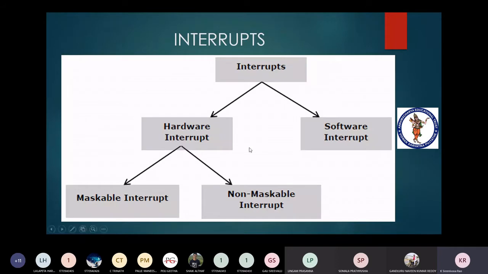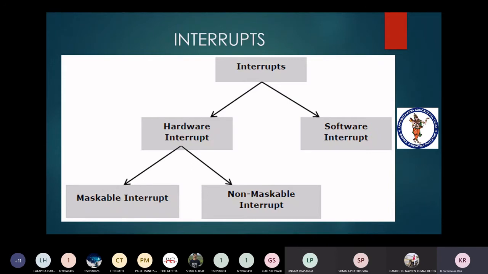So there are two types of interrupts. One is hardware interrupts, another one is software interrupts. The hardware interrupt sources are the hardware circuits. The external devices initiate the interrupts whenever they communicate with the processor. When the interrupt is received by the processor, it understands that the device is ready for exchanging the data.